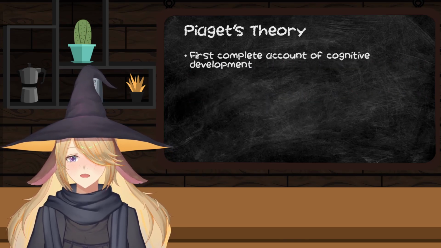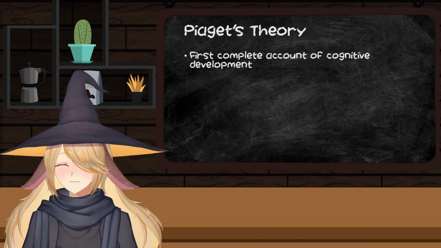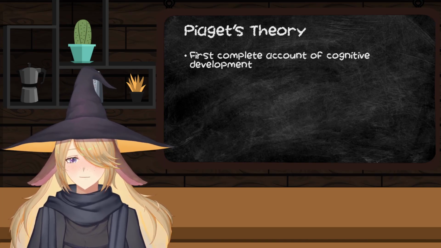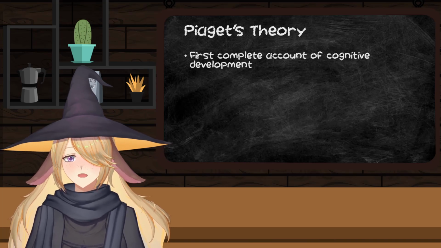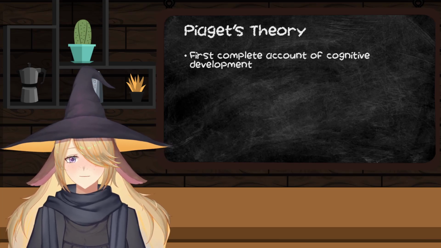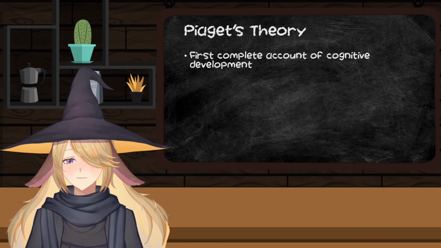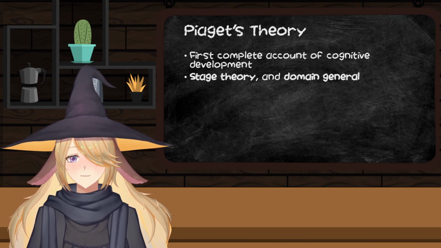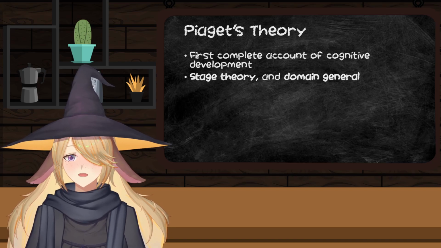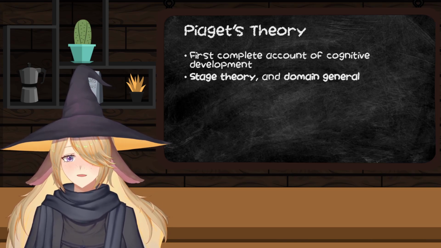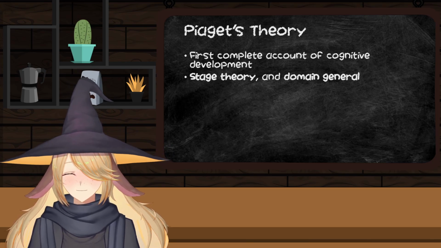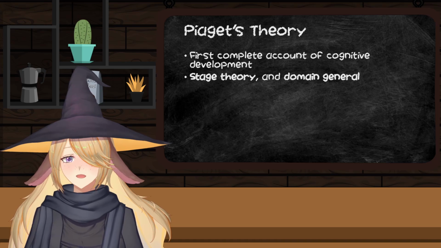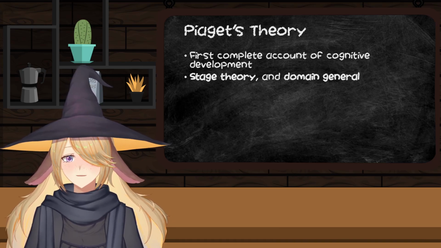So what is Piaget trying to do? Recognizing that children are not just little adults and tend to make the same form of errors pretty consistently, Piaget decides to generate the first complete account of cognitive development that's still influential today. So what does it mean? This is a stage theory, and it is domain general. So there are discrete stages, categories that people are going to fall into. And it is domain general in that we develop all of our skills simultaneously, around the same time.